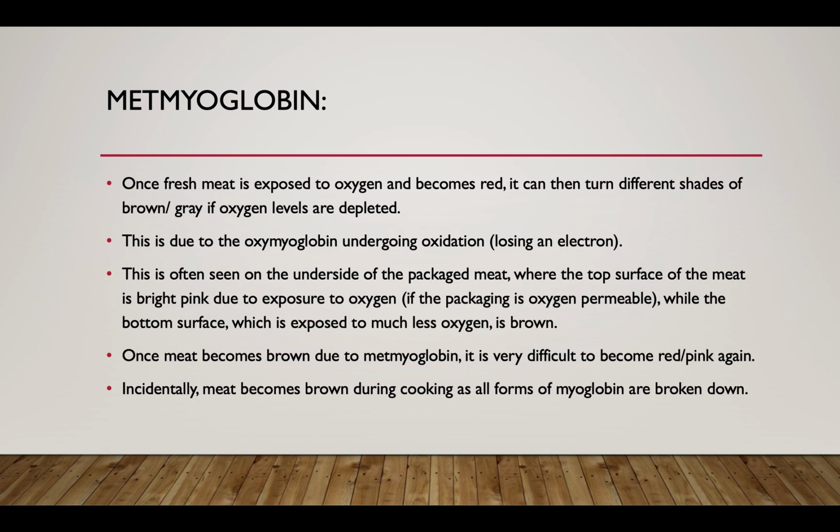This is often seen on the underside of the packaged meat, where the top surface of the meat is bright pink due to its exposure to oxygen if the package is oxygen permeable, while the bottom surface, which is exposed to much less oxygen, is usually brown. Once the meat becomes brown due to metmyoglobin, it is very difficult to retain that reddish pink stage again. Incidentally, meat becomes brown during cooking as all forms of myoglobin are broken down.